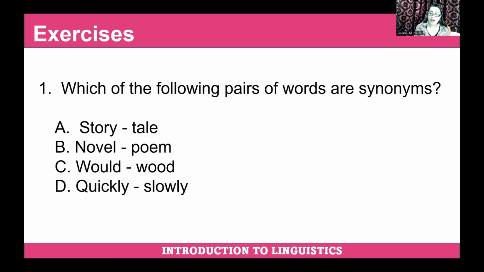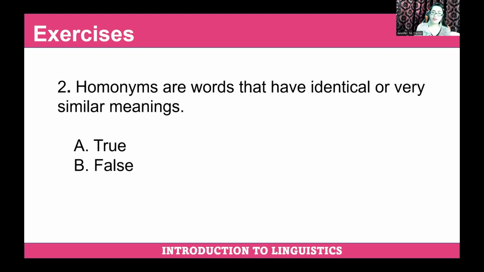Number 1, which of the following pairs of words are synonyms? A, story, tale. B, novel, poem. C, wood, and D, quickly, slowly. Five counts. Okay, have you written your answers? The answer is letter A, story and tale. Number 2, homonyms are words that have identical or very similar meanings. Is it a true or a false statement? Let's reveal the answer. Letter B, false.